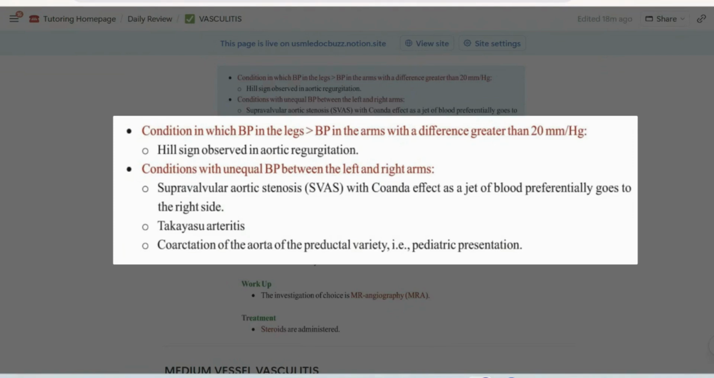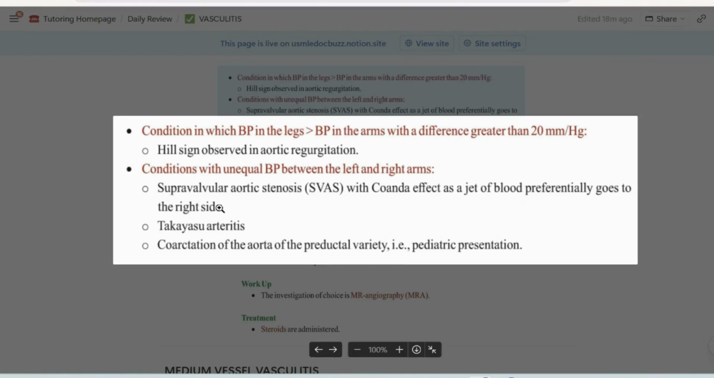Okay, conditions with unequal blood pressure between the left and right arms. So there's a couple more diagnoses, differentials that you may see. Supravalvular aortic stenosis, right? There's a genetic syndrome called Williams syndrome, and part of that sequelae is that you get supravalvular aortic stenosis. And this usually forces blood into one arm or the other, usually the right arm, goes to the right side.